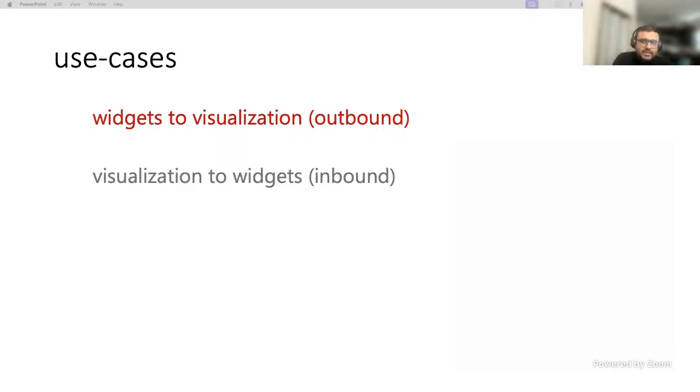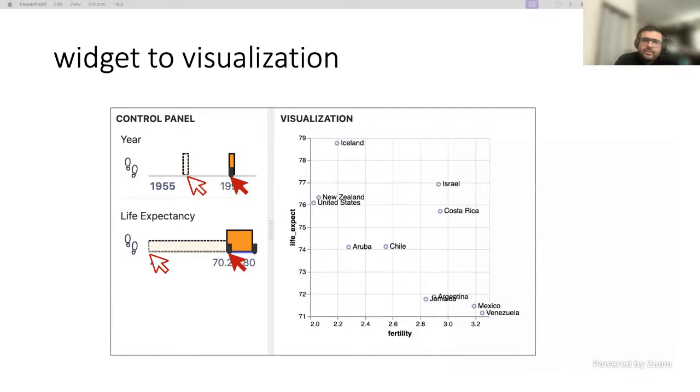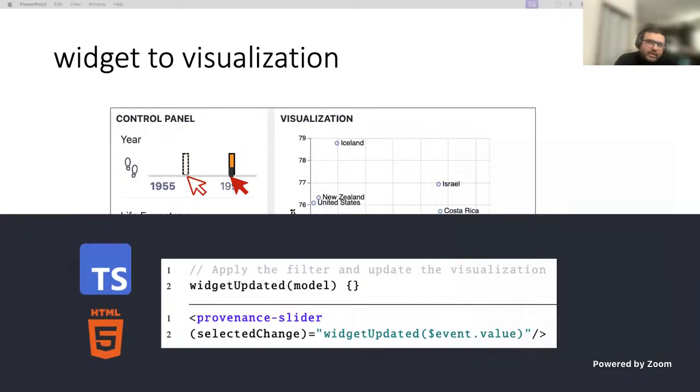First, a widget to visualization, wherein we update a visualization based on interactions with the provenance widgets. So consider this scatter plot showing life expectancy and fertility rate values for different countries, and a control panel with two provenance widgets on the left. Now, if I modify these widgets to filter the visualizations, the widgets will rightly leave a trace behind. And to program this behavior in TypeScript, we first define a function, widget updated, that filters the scatter plot based on the input model value. And then in the HTML, we bind the selected change event listener property to this widget updated function we just defined. And that's it.